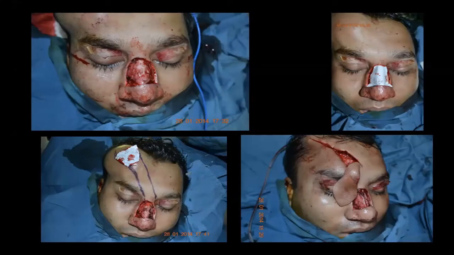For nasal dorsal defects like this, the paramedian forehead flap is quite useful to resurface the skin defect. For more complex defects, you might need to do a staged reconstruction with free flaps and cartilaginous grafts. But for dorsal defects, the paramedian forehead flap is quite useful to resurface skin defects.